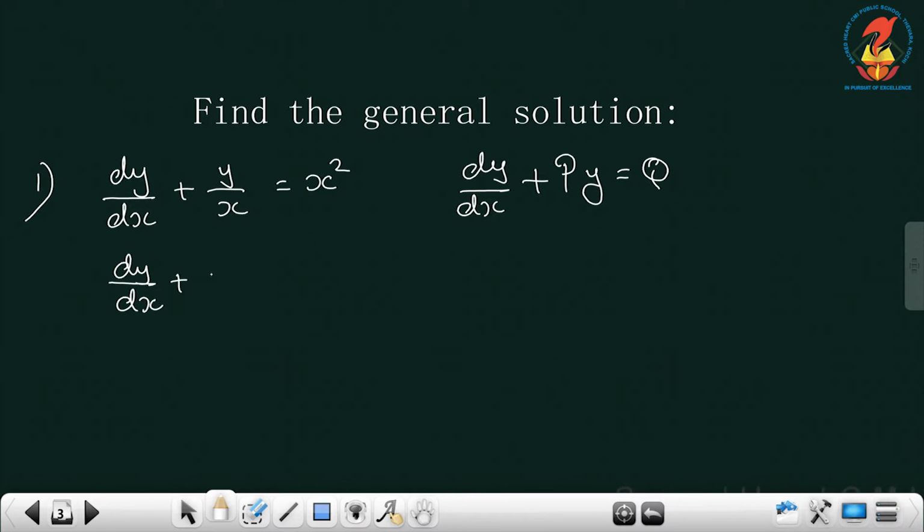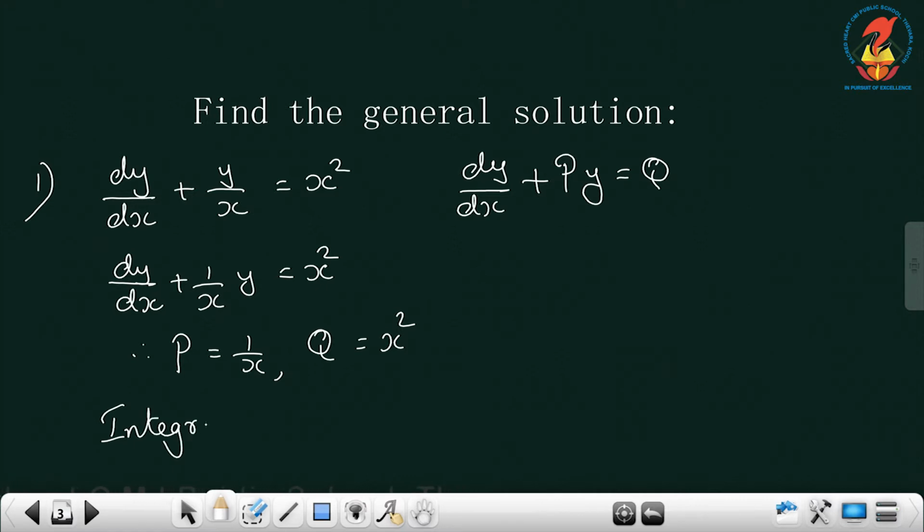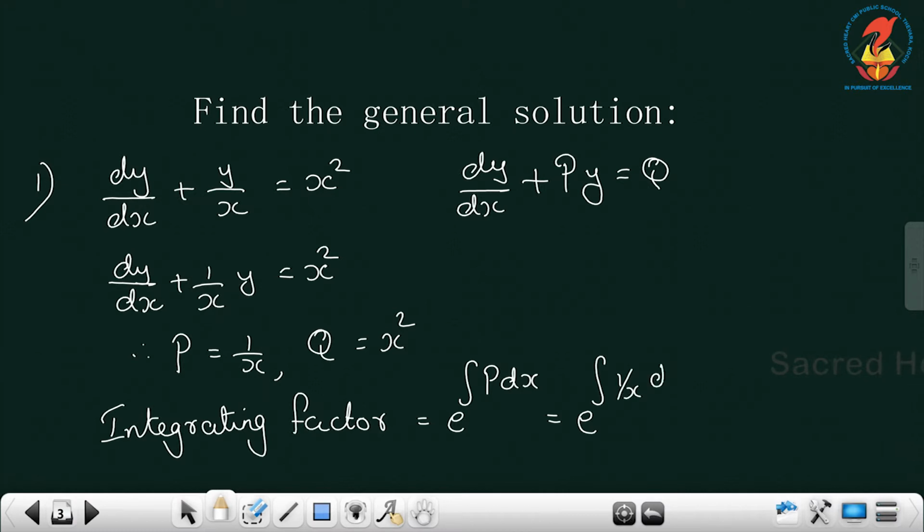This equation we can write as 1 by x into y is equal to x square. Therefore, p is 1 by x. What is q? x square. Now, the first step is find integrating factor. Integrating factor is equal to e raised to integral p dx. That is e raised to integral p is 1 by x dx.